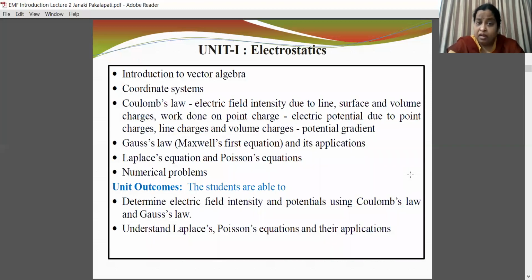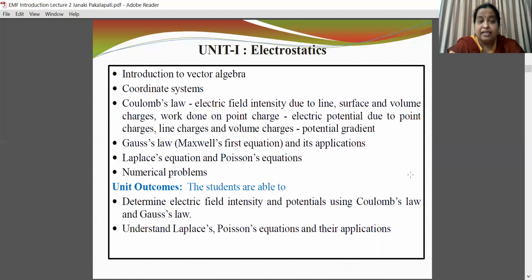Then, coming to the contents of electrostatics, the syllabus is designed in such a way that Unit 1, electrostatics, consists of an introduction to vector algebra, coordinate systems, and Coulomb's law, where we find the electric field intensity due to line, surface, and volume charges. Here we also calculate the work done on a point charge, and the electric potential due to point charges, line charges, and volume charges. Also, we calculate the potential gradient.